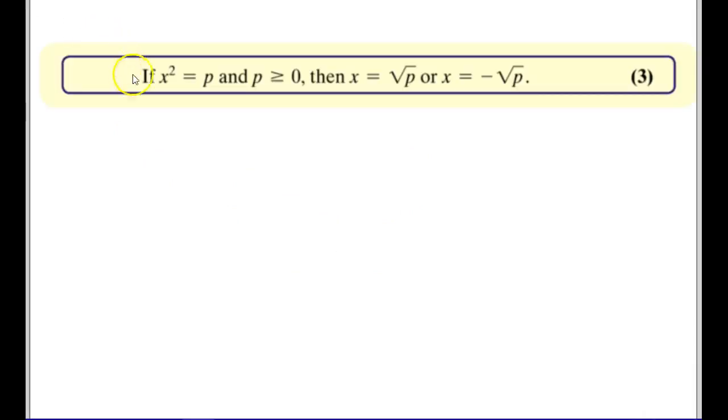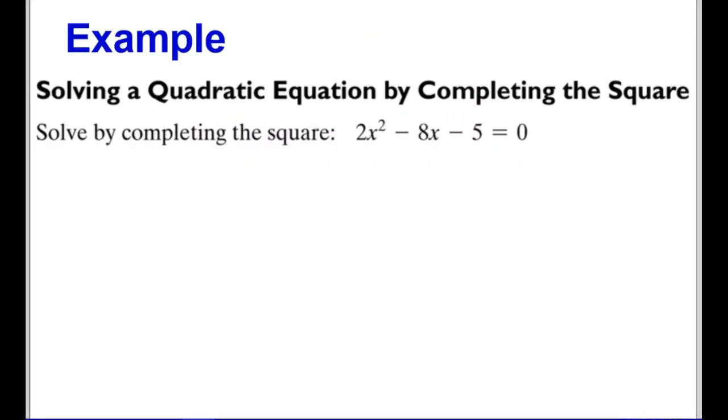Okay, so here's something we're going to really keep in mind. If I've got x squared equals p, when I take the square root of something, so in this case the square root of p, I always have a positive and a negative. This will come into play a lot later on, but for now just remember, when I take the square root I have plus or minus. Okay, so now we're going to be completing the square.